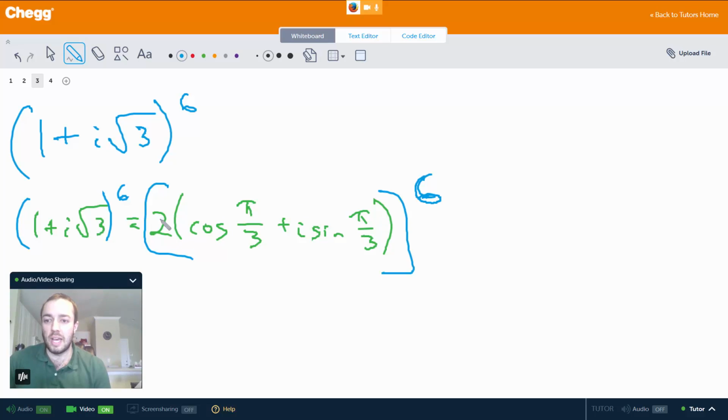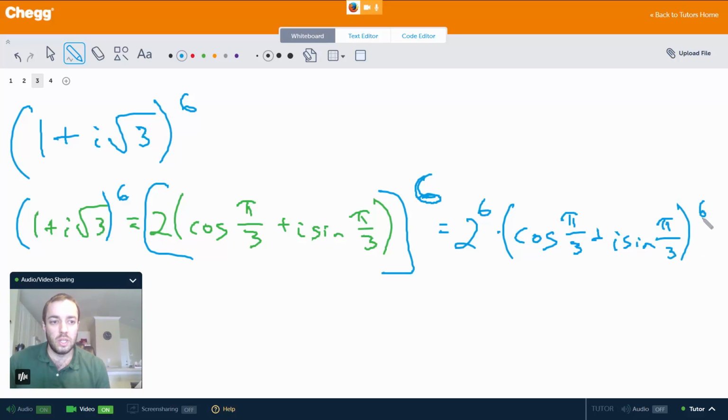Okay? So, because we have 2 multiplied by this entire thing separately, then what we can say is this is 2 to the 6th times cosine of pi over 3 plus i times the sine of pi over 3, all raised to the 6th. Now we can evaluate separately 2 to the 6th and this piece right here.